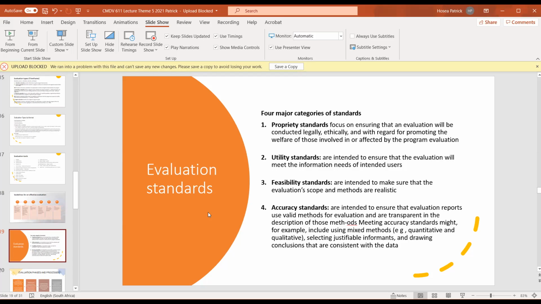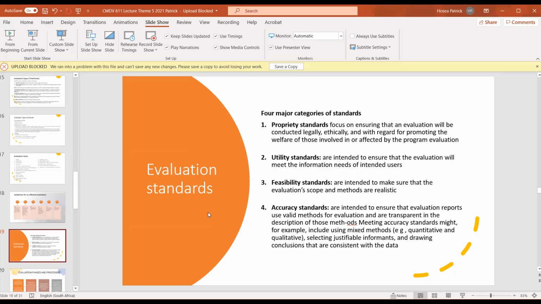So when we talk about the utility standard of evaluation, we're also concerned that it is intended to ensure that the evaluation will meet the information needs of intended users, right? It must be useful. That's just a simple word there. When we talk about the utility standard, your evaluation must be useful.